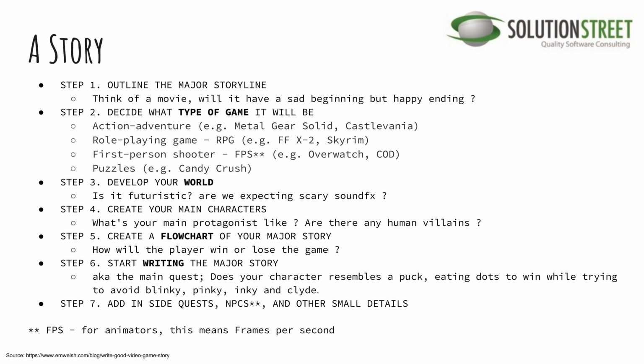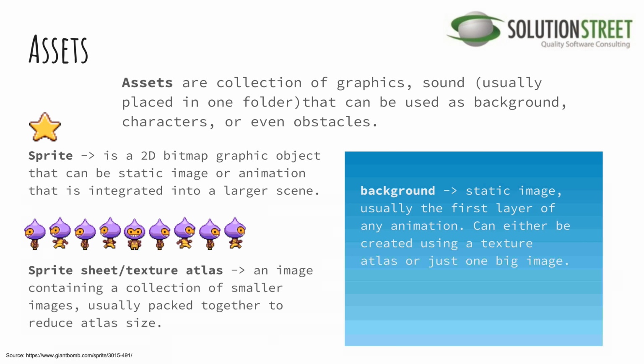And then step 7 is more optional. Do we want to have side quests? Do we have to have NPCs, non-playable characters, and other small details? So now that we have a plot line and a story in our head, what's next for us? We have to think about our assets. Assets are collections of graphics and sounds, usually placed in one folder, that can be used as backgrounds, characters, or even obstacles.